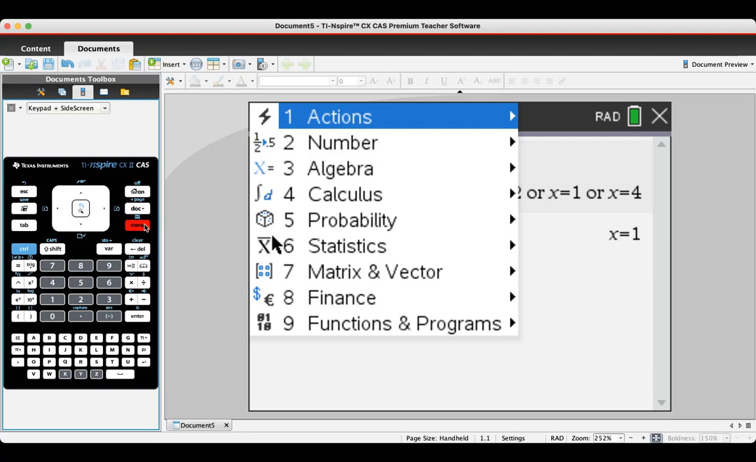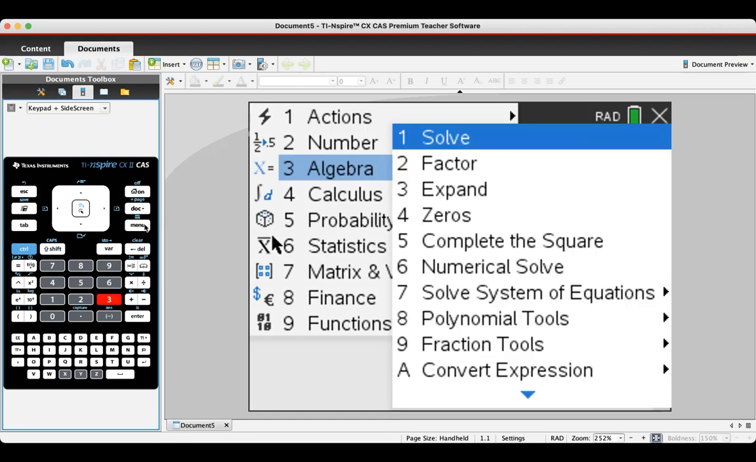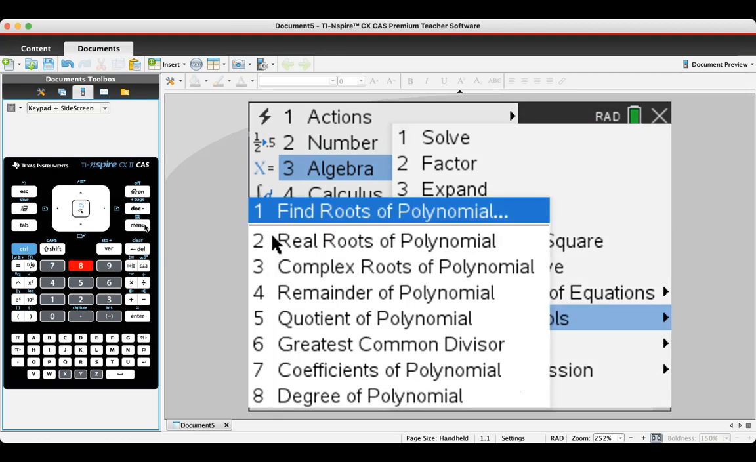The solve function probably does it for most of it, but I do want to point out that if you have a look at number 8 there on this list, there's polynomial tools. There's other things that are useful, like zeros and completing the square and expand and factor. All of those things are useful, but I've covered them in other videos. So if I go down to polynomial tools, you'll see there's a whole bunch of things here.